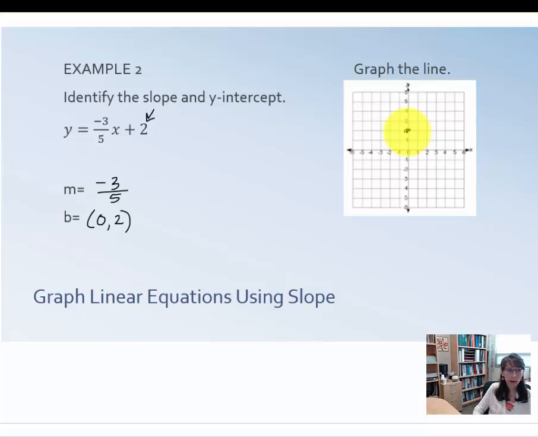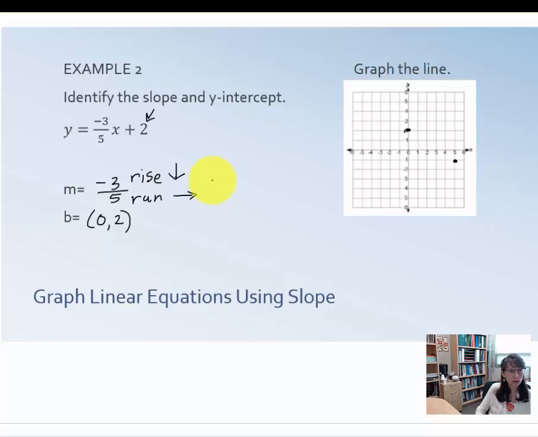And from that ordered pair, I'll rise and run according to our slope. So the way I've written it, rise is negative, so I go down 3 units, and then run is positive 5, so I go to the right 5 units. So going down 3 and over 5, I would have another ordered pair.